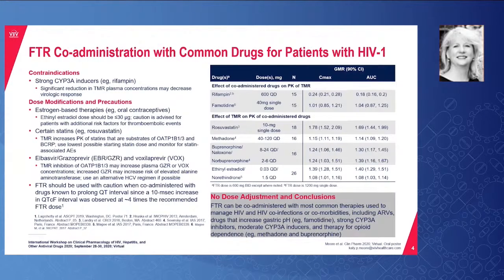And staying with that theme of Temsivir inhibition of OATP, although we didn't study these HCV agents, we anticipate an increase in grazoprevir and voxilaprevir concentrations, and if possible, use an alternative HCV regimen. Lastly, since fostemsivir prolongs the QT interval at 4 times the recommended dose, caution should be used when co-administering drugs also known to prolong the QT interval.